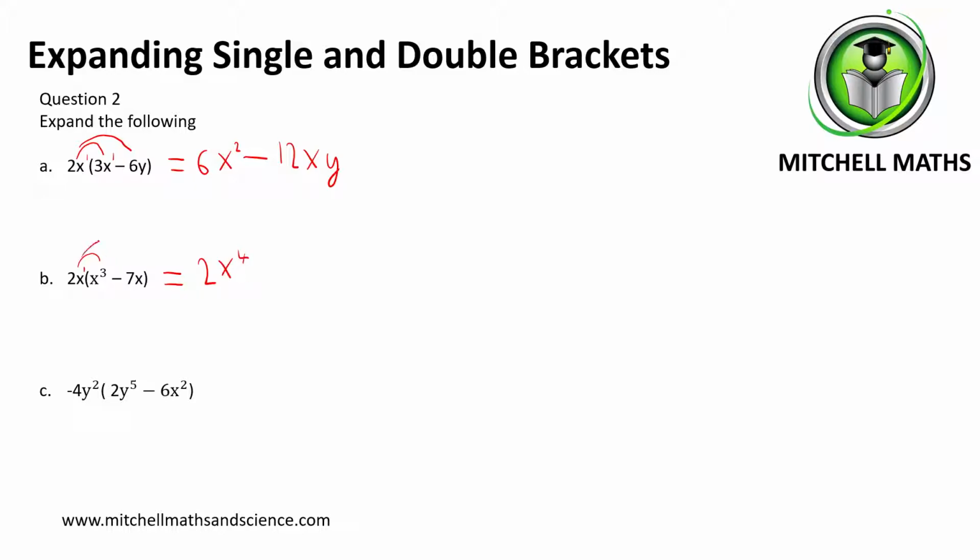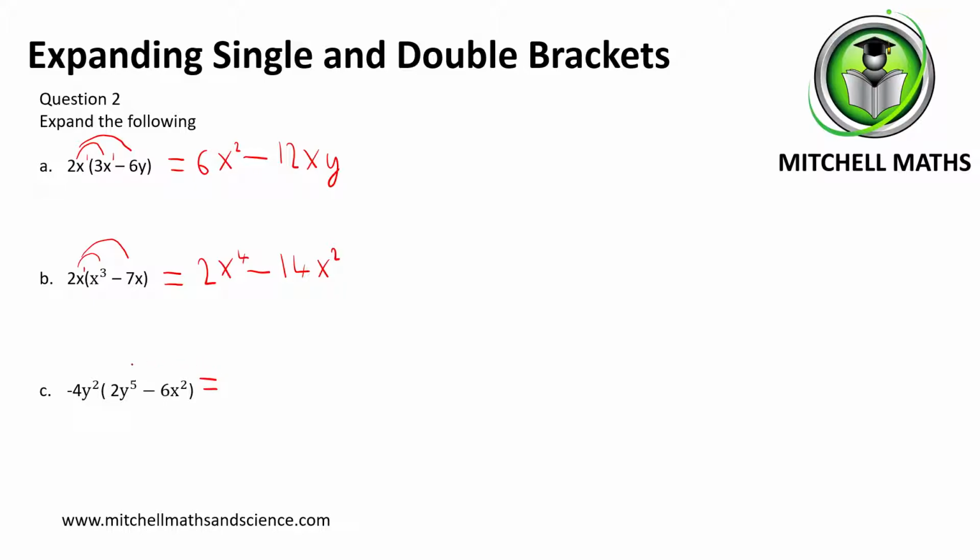And then I've got 2x times minus 7x. Well, it's a positive times a negative, so it's going to be a minus. I've got 2 times 7, which is 14. And I've got x times x, which will give me x squared, because if you times indices, add them.